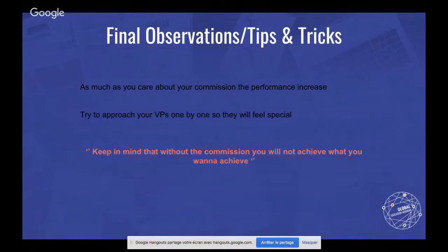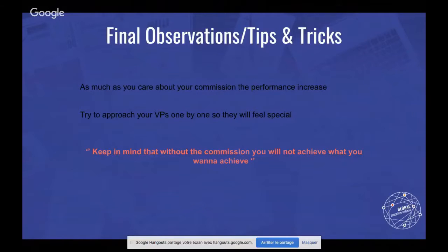And try to approach your VPs one by one so they will feel special. That's the point. Approaching the VPs one by one makes the VP feel special, feel unique. And it's how you can have a clear scoring system, so you can know the best performing member that you have in your commission or human resources in general.